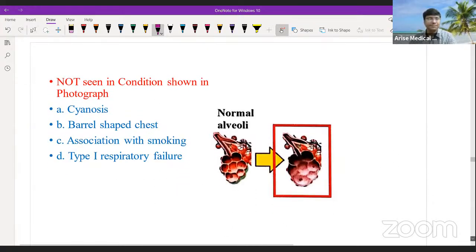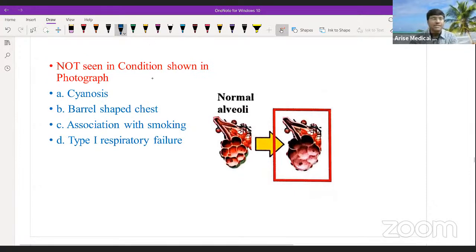Yes, interesting question. Not seen in the condition shown in the photograph: cyanosis, barrel-shaped chest, association with smoking, type 1 respiratory failure. The question asked is "not seen."